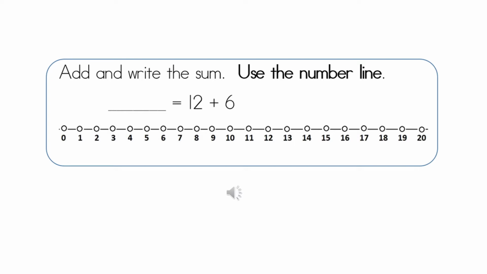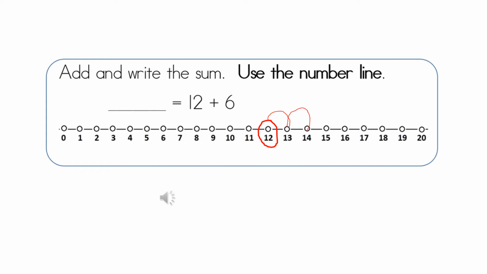Use the number line. Most people start with the first number. The first number in this problem is 12. So we find the number 12 on the number line and we get ready to add 6. When we add, the numbers get bigger. So we start at 12 and we add 1, we get to 13.